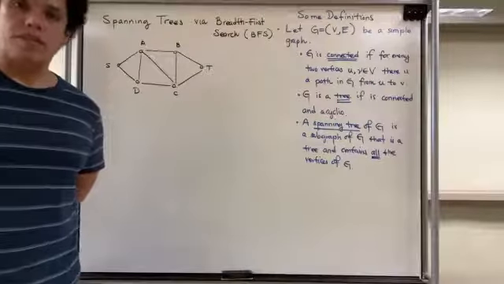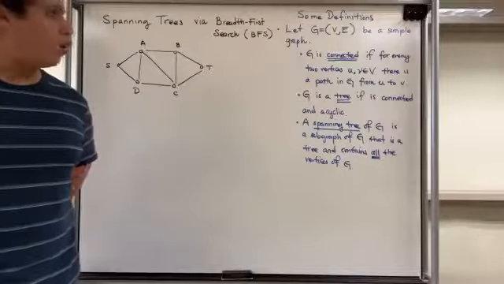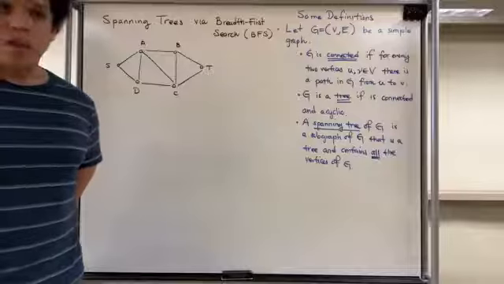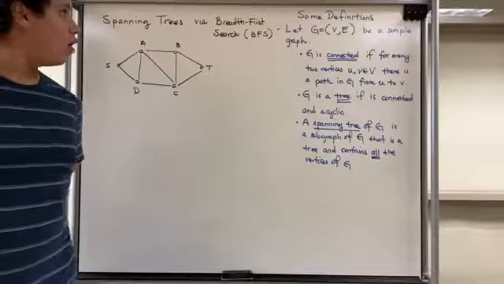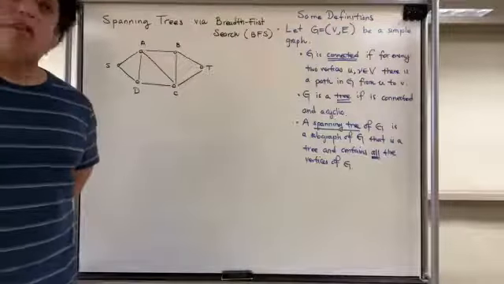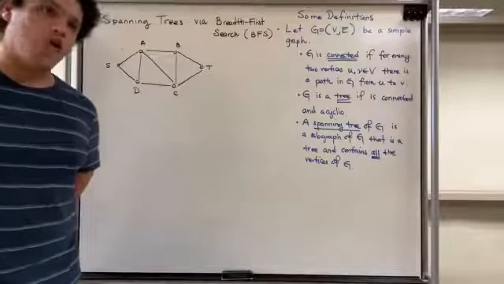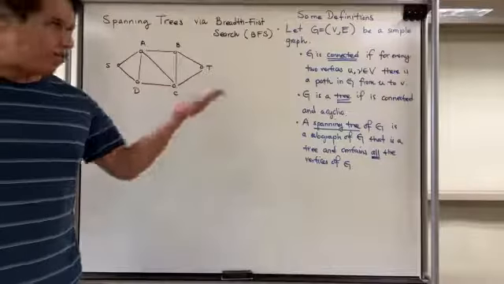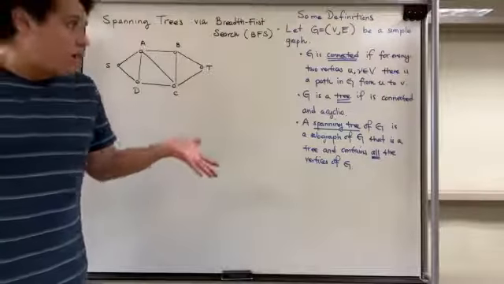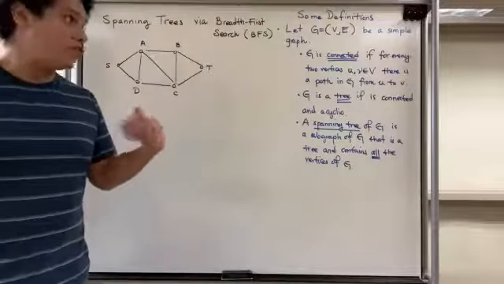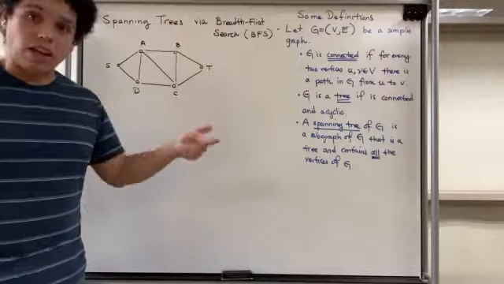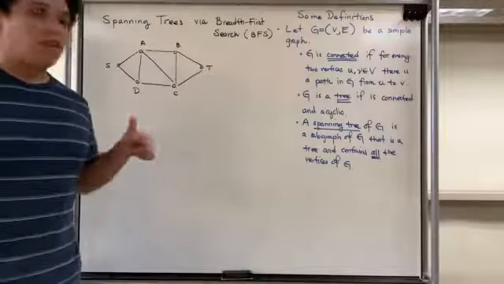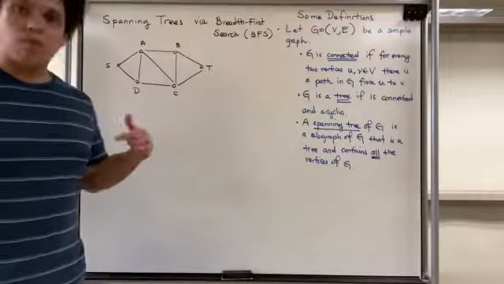Hello, once again. We are now going to introduce one problem on spanning trees. But in order to get to that point, we have to have some definitions handy. The first one is that of a connected graph. A graph is connected if for every two vertices U and V in the collection of vertices of the graph, there is a path in G from U to V.